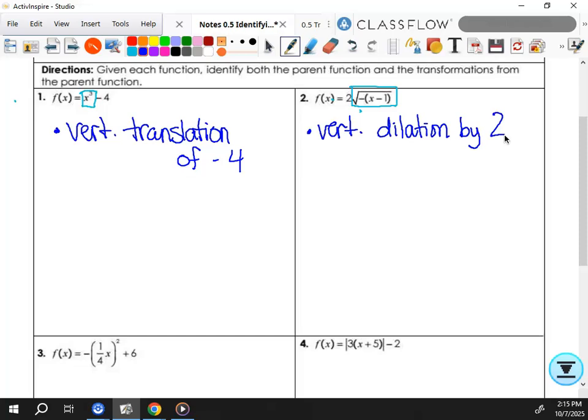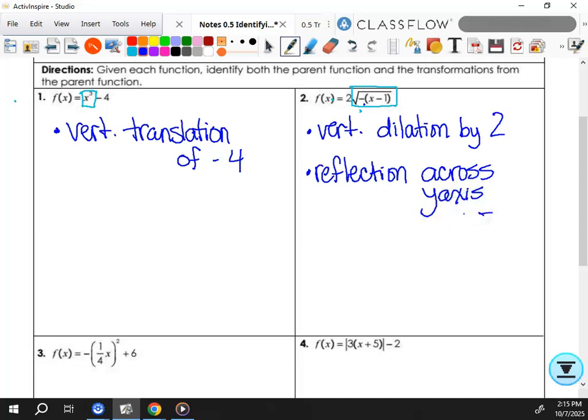Okay, so then I come across this negative. Since I'm multiplying by a negative, I know that's a reflection. Does that negative affect x or y? X, because it's inside. So if I change the sign on x, I'm reflecting across what? Y. So it's a reflection across the y-axis.